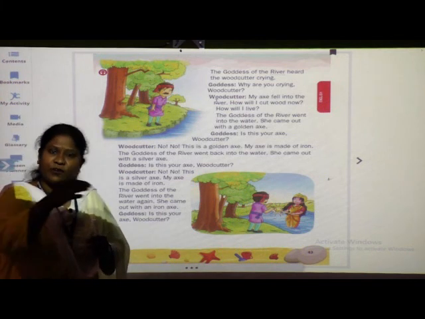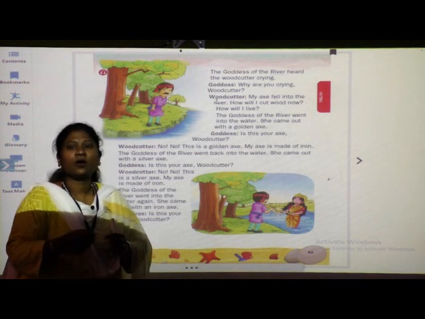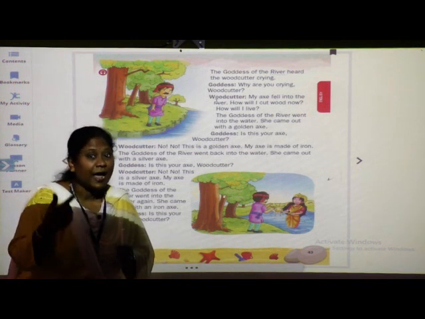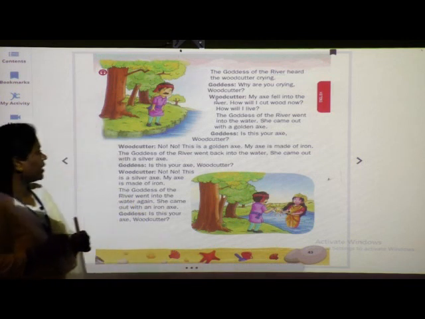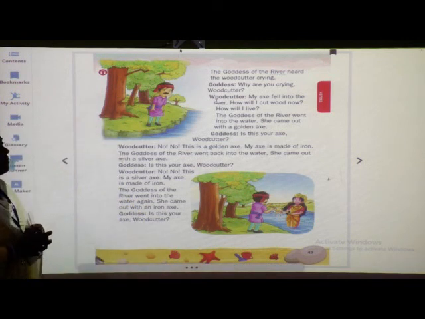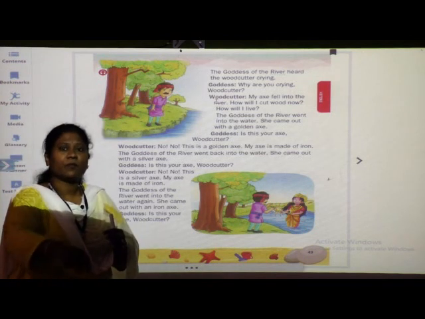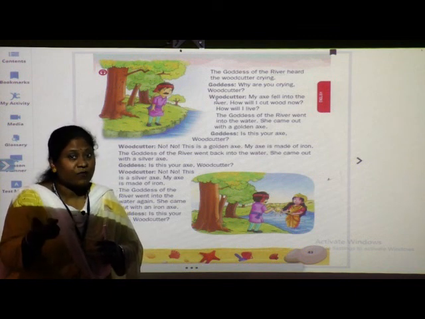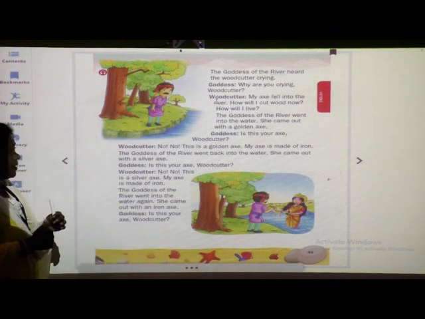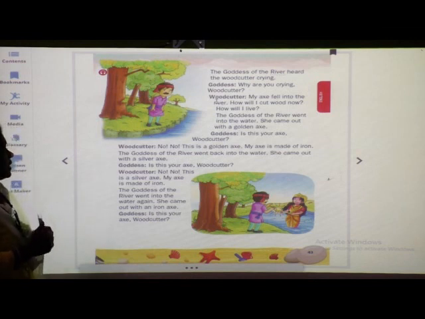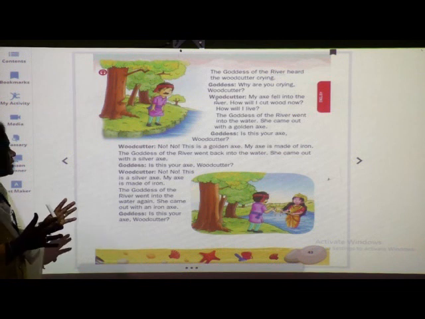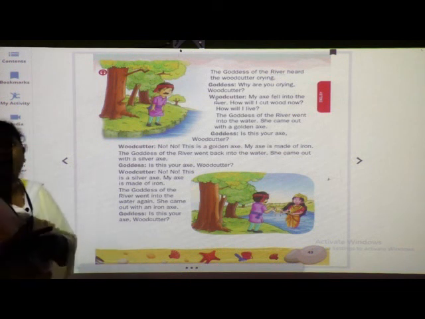Again, the goddess went into the river and took one axe, and that axe was a silver axe. So when she went the second time, children, she brought the silver axe. Here again the goddess is telling the woodcutter, "Is this your axe, woodcutter?" The woodcutter replies, "No, no, this is a silver axe. My axe is made of iron."